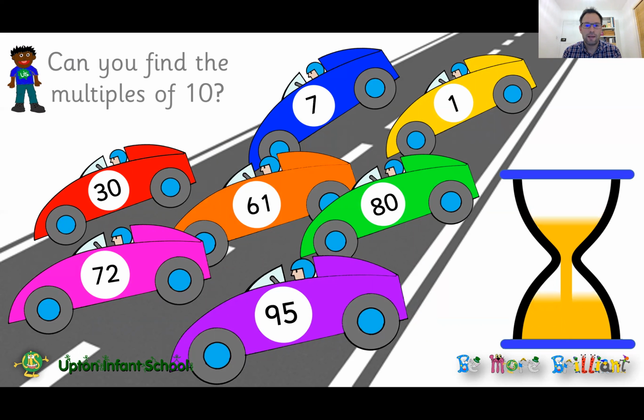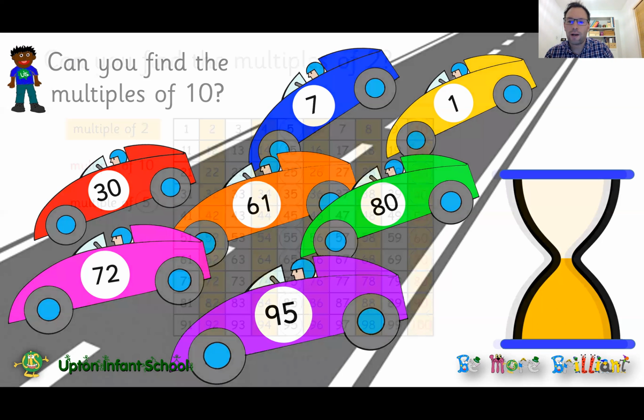Okay, time's nearly up. How are you doing? Can you spot any numbers ending in a 0? And there we go, time's up. So on our racing cars there, let's see, any of those cars got numbers that end in a 0? Oh, look, the green car, number 80. 80 ends in a 0, so that's a multiple of 10. And any more? The red car has got the number 30, which ends in a 0. So that is also a multiple of 10. Well done if you spotted those and jotted them down.